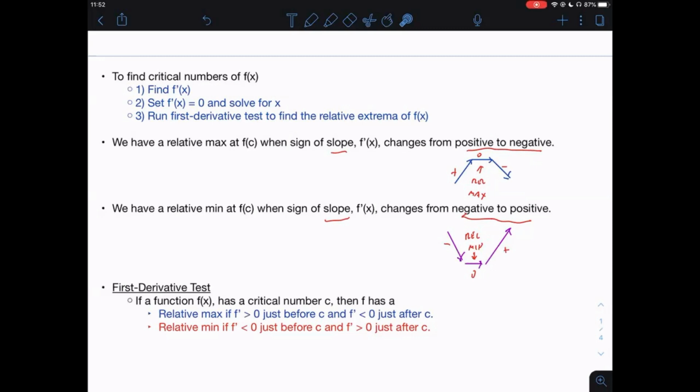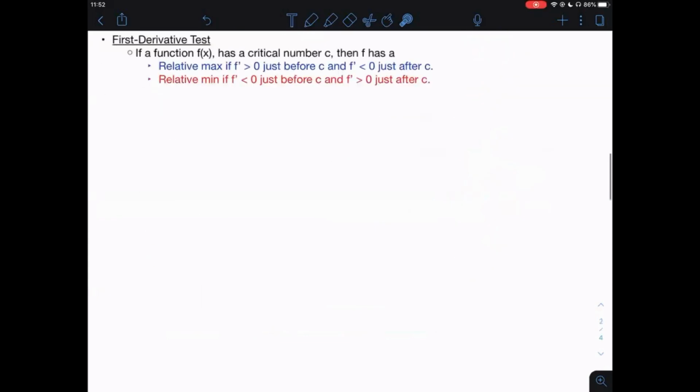In other words, the relative max represents the point in which our function changes from an increasing to a decreasing behavior. And the relative minimum is the point in which our function of x changes from a decreasing behavior to an increasing behavior. And we can determine that change of behavior based on the values of the first derivative, based on the values of the slope, the rate of change of that function.